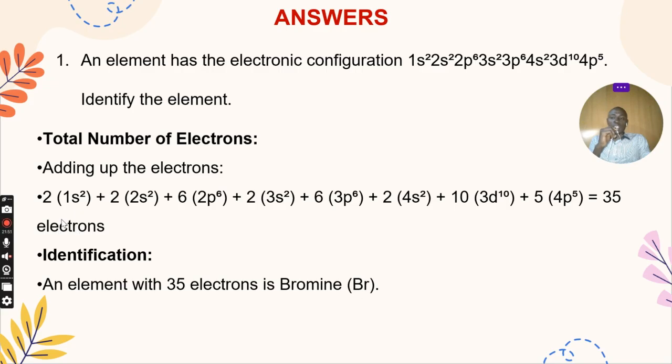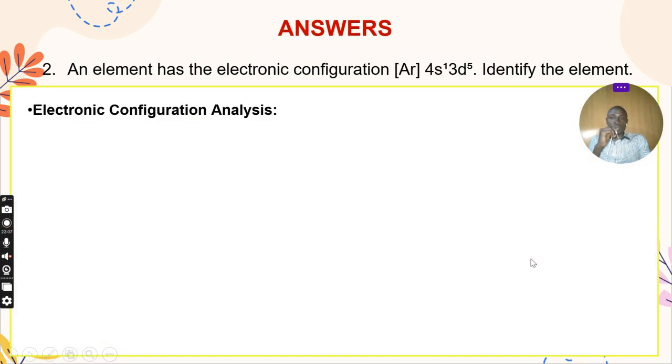So 1s2 has 2 electrons, 2s2 has 2 electrons, 2p6, as you can see, has 6 electrons, and 3s2 has 2 electrons, and so on and so forth. Just add them, and that answers the question.